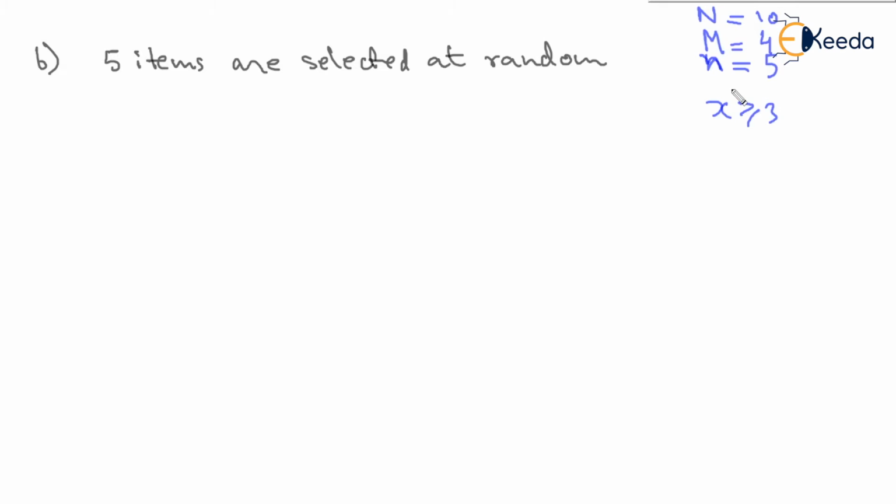So obviously, even if we are selecting 5 items, we cannot pick more than 4 defective items because the number of defective items is less than the number of items we are choosing, right? So in this case, x cannot be 5. That is the difference here. Probability of x greater than or equal to 3 will still be probability of x equal to 3 plus probability of x equal to 4. We cannot have 5 defective items because the total number of defective items is still 4, right?